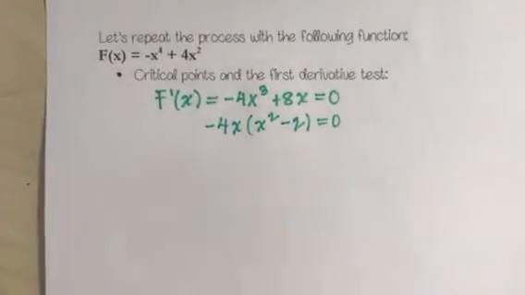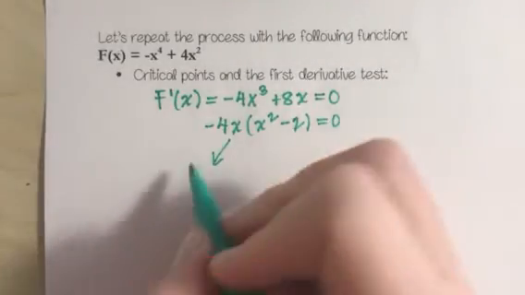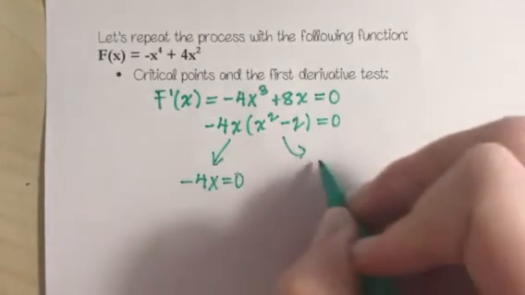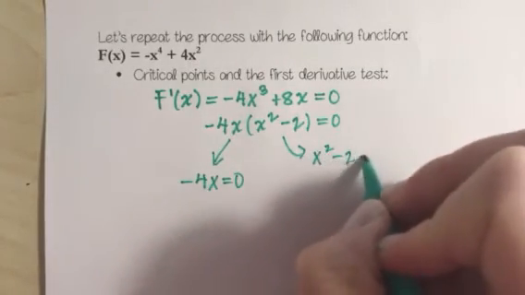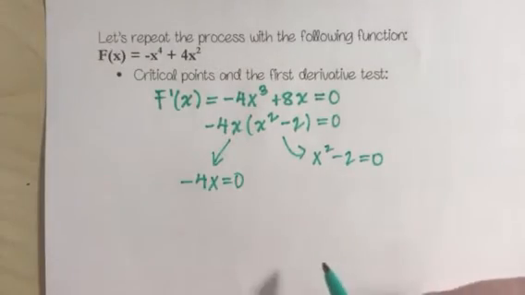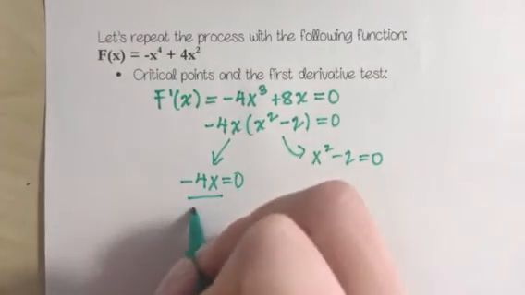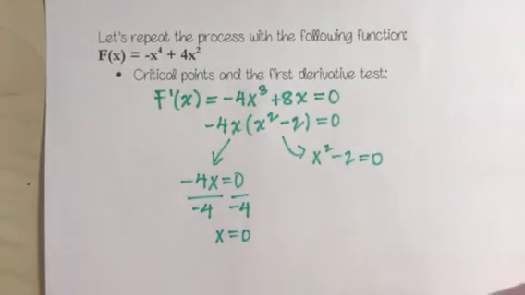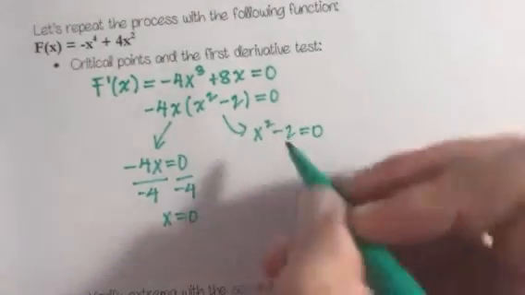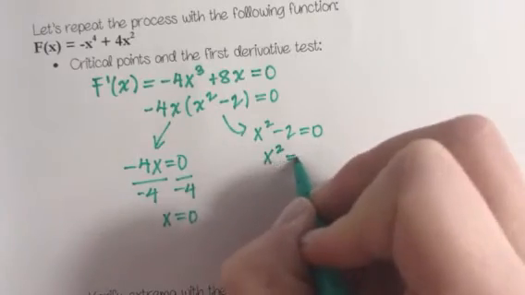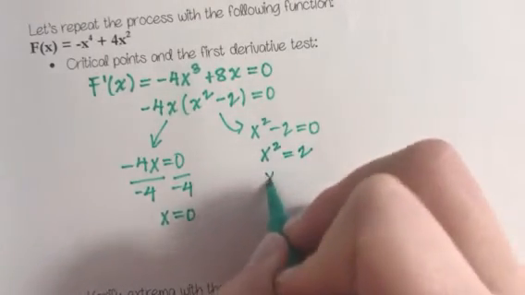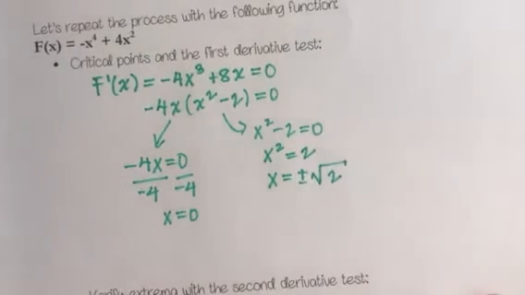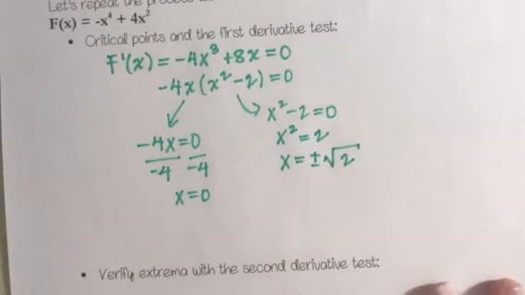So then I have two terms that I want to set equal to 0. I have negative 4x is equal to 0, and I have x squared minus 2 is equal to 0. So then I want to solve for my critical points. Divide by negative 4, divide by negative 4, and x is equal to 0. That's one of my critical points. And then I have x squared is equal to 2, so my x values are equal to plus or minus root 2. So I have 3 critical points.